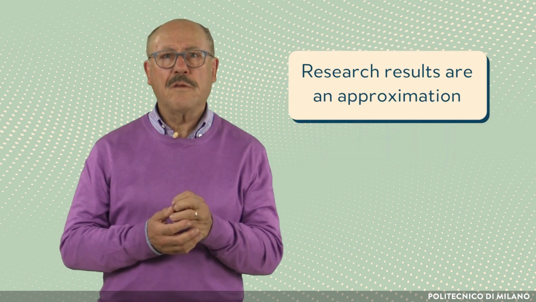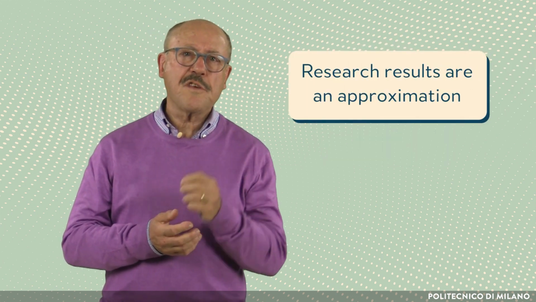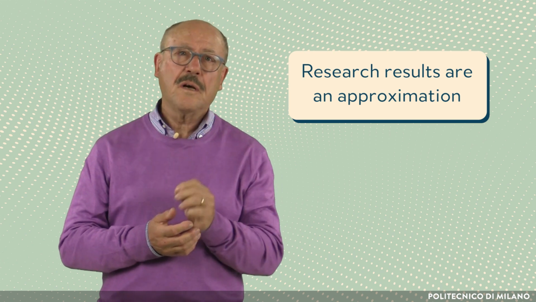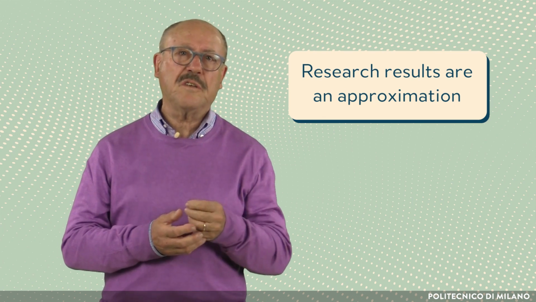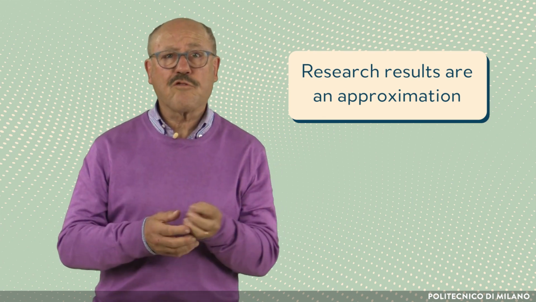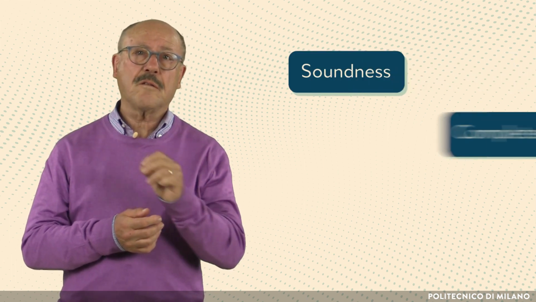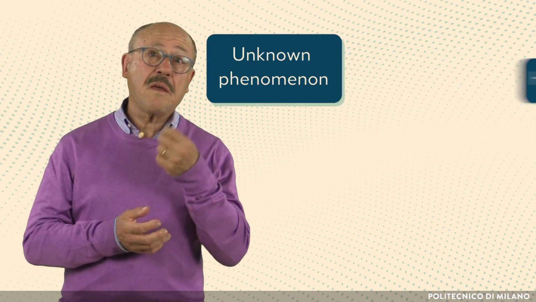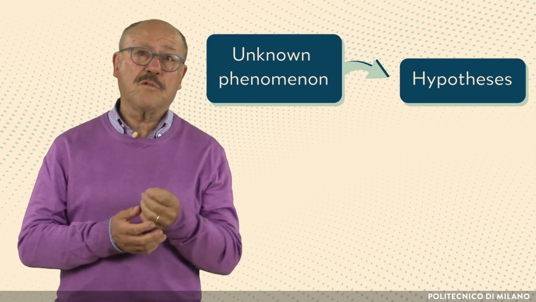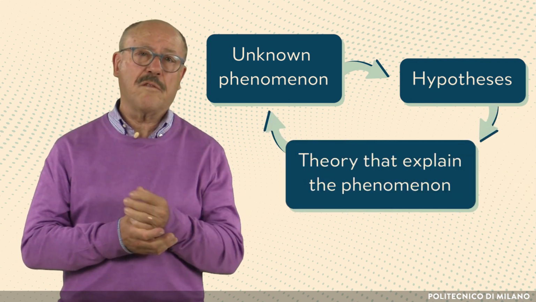At each stage of this iterative process, research results are an approximation of the real results. In this lecture, we discuss how approximation can be assessed and controlled in the research process. We can frame this problem in a logical setting through the notions of soundness and completeness. When a researcher studies an unknown phenomenon, he or she comes out with a hypothesis which constitutes a theory that tries to explain the phenomenon.